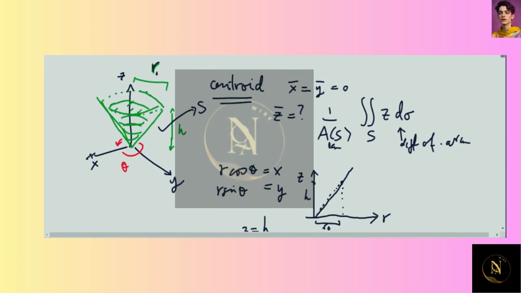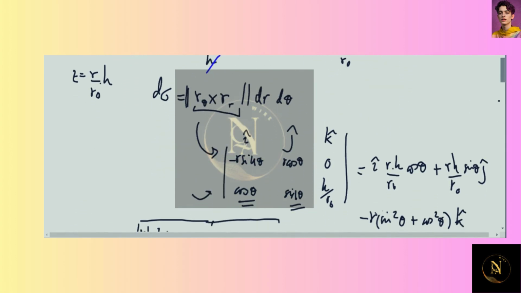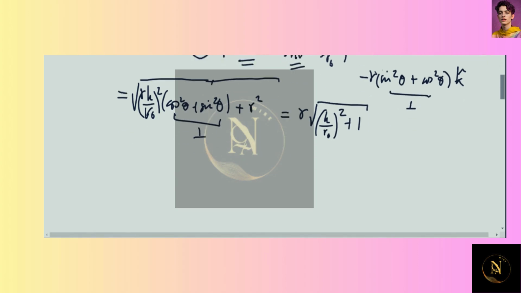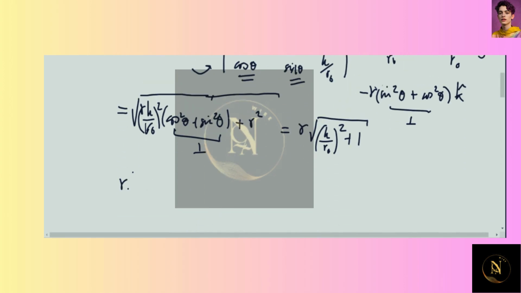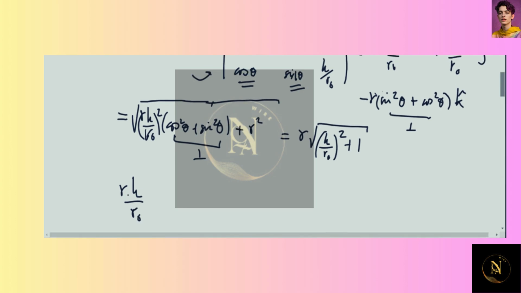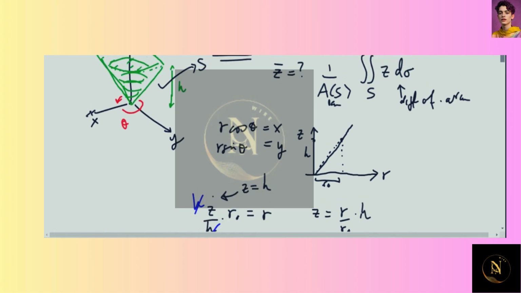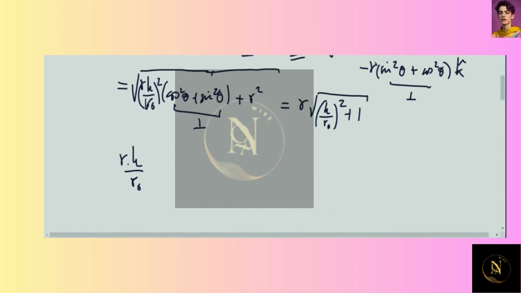And so when we're integrating z, z is equal to r times h over r naught. We'll be integrating that, this is z, and then this from the differential: r times the square root of h over r naught squared plus 1, dr d theta.